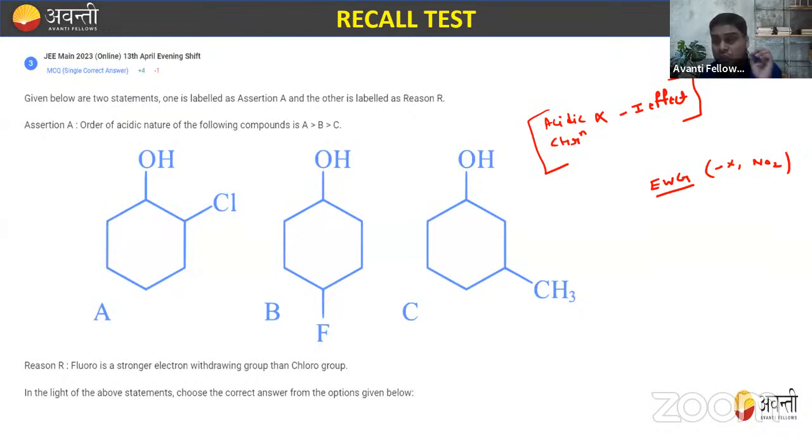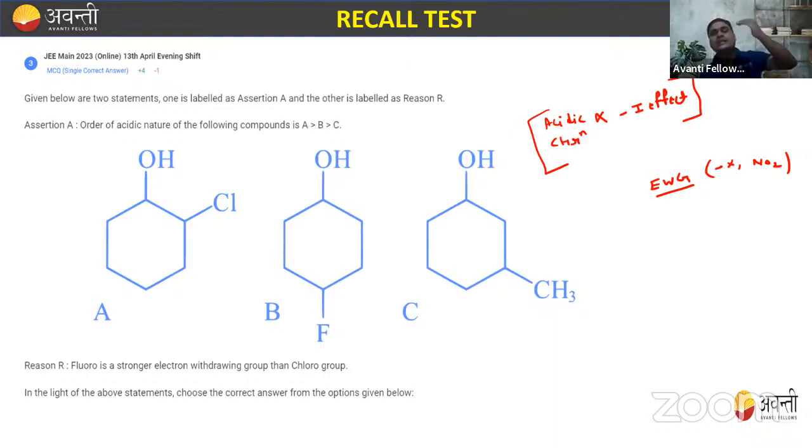But here one factor is also very, very important, which you people are neglecting. And what is the factor? The factor is that the I effect also depends upon the distance. Right? Here we can observe that the distance is very less. This chlorine is attached at the ortho position only, where this fluorine is present at the para position. So the I effect also depends upon the distance. So as we increase the distance, this minus I effect starts decreasing.